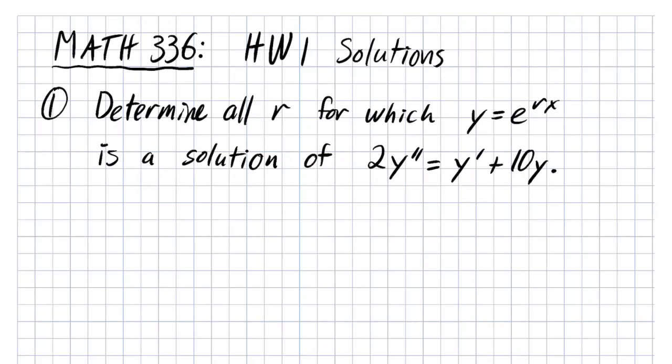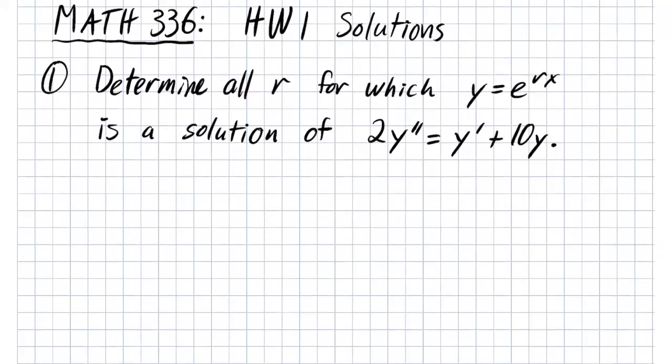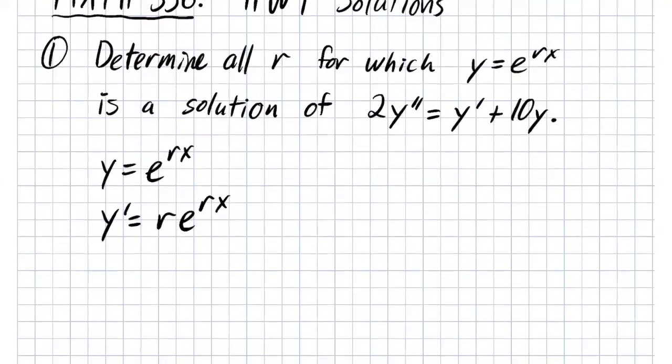So the first question is: determine all r for which y equals e to the rx is a solution of this differential equation. First of all, let's start with y equals e to the rx. Take the derivative once, and we get r times e to the rx. And then a second time gives us r squared e to the rx.